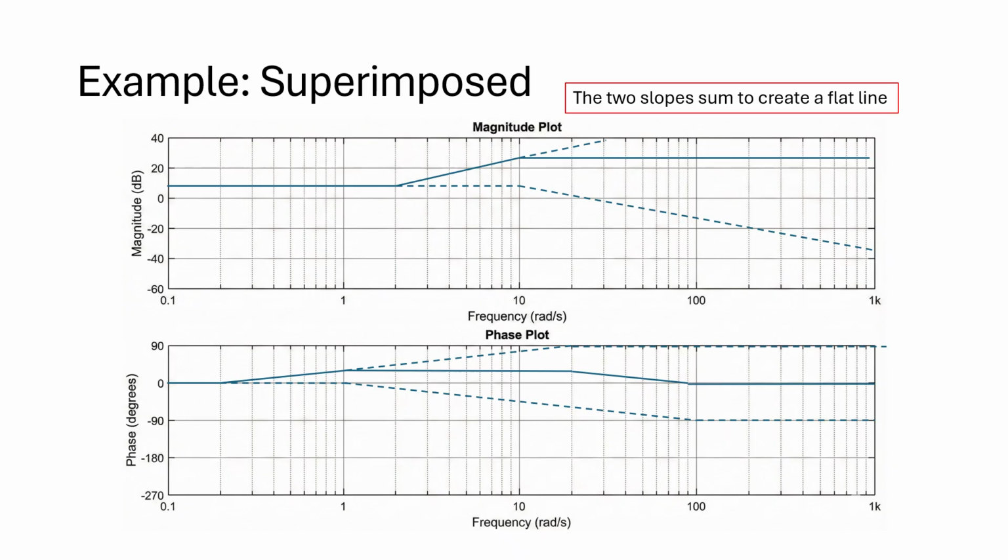And so we can see here that for the magnitude, because I've already included the DC gain in both of them, I want to be a little bit careful. You don't want to double add the DC gain there.